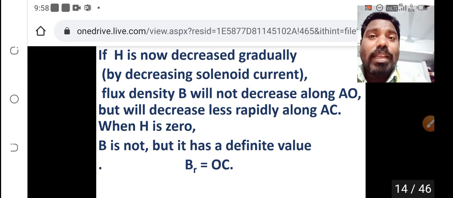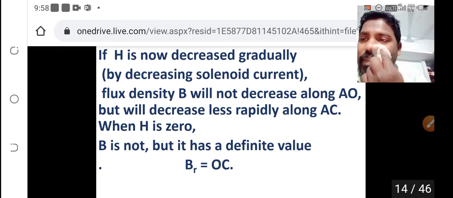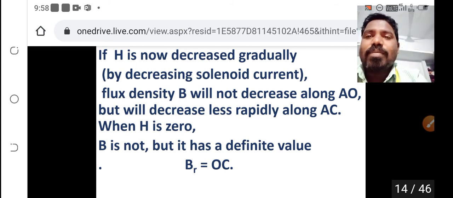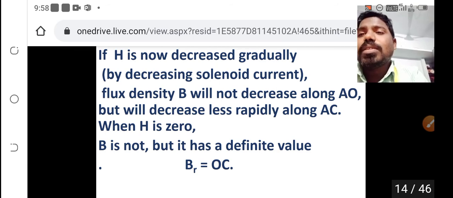If you apply less power to the solenoid, the H value will decrease. So by decreasing the solenoid current, the H value decreases. Then what is happening? Flux density B will decrease, but not in the AO direction. It will decrease in the AC direction.